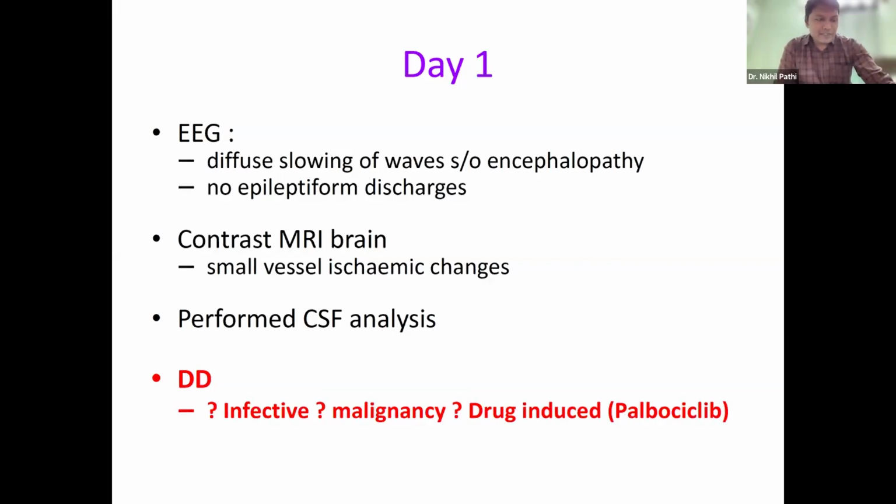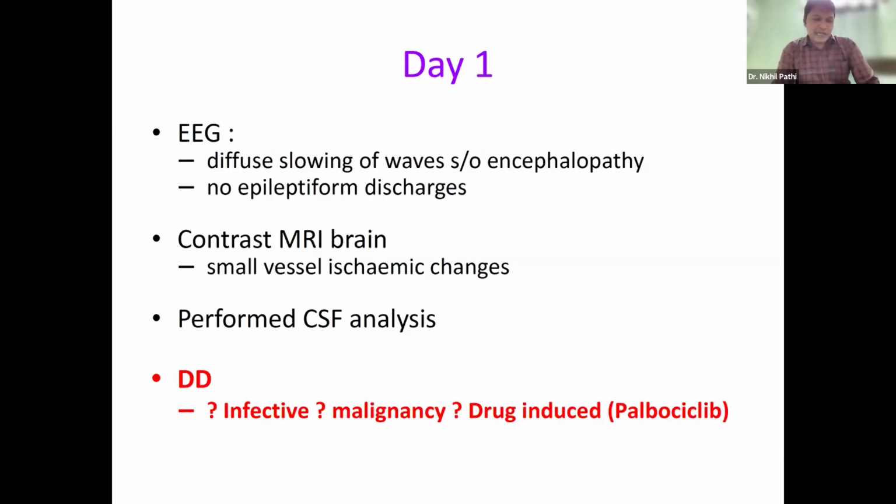Subsequently, we got further investigations. The EEG showed changes suggestive of encephalopathy. There were no epileptiform discharges. A contrast MRI brain was performed. There was nothing major which could be discerned except for some small vessel ischemic changes. And then we thought we might as well get the CSF analysis also done.